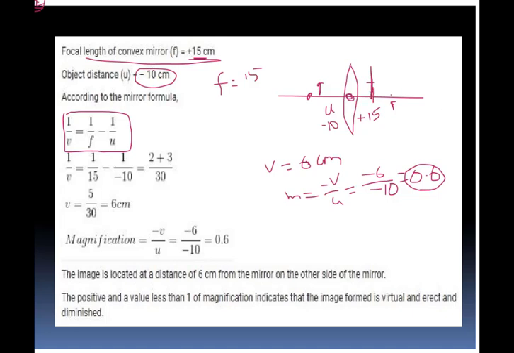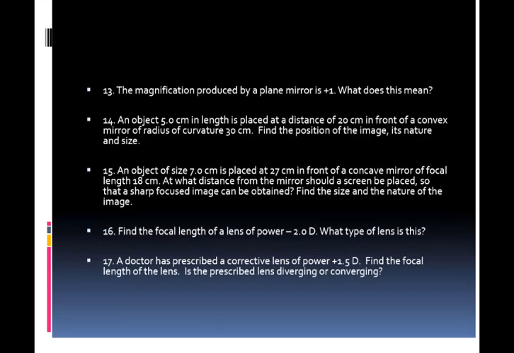Now let us go to question number 13. Question number 13 tells that the magnification produced by a plane mirror is +1. Magnification is +1. What does this mean? This is a very easy question. You can easily solve this. I'm not going to discuss this question. Okay. Then question number 14.